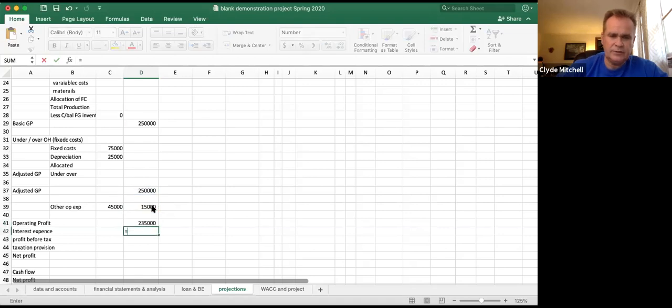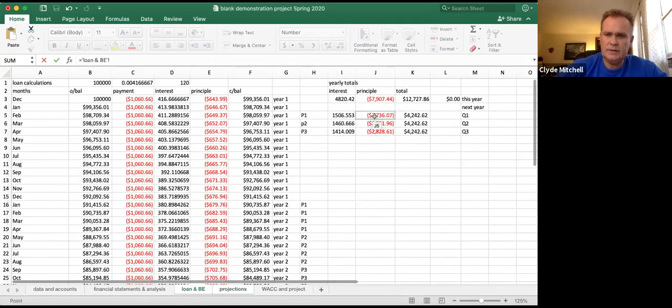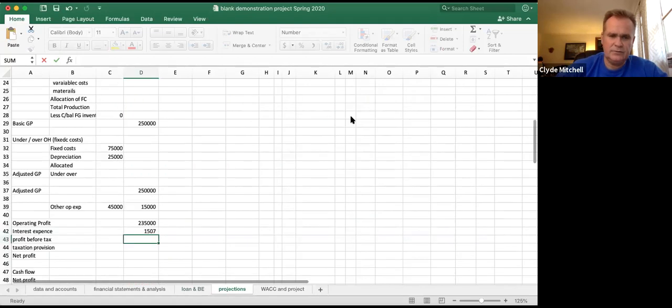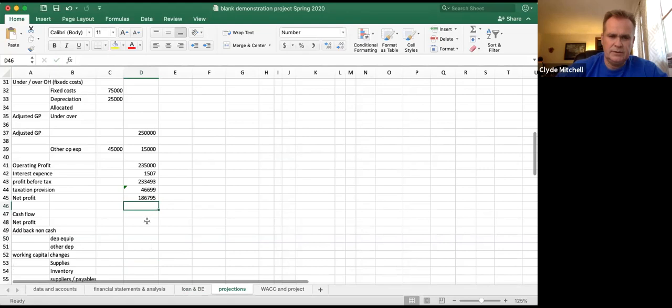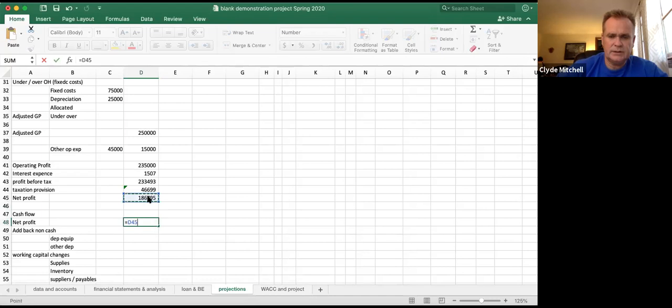I'm ready to bring in my interest expense. For the first period, I'm going to look at my loan table, and the interest expense is 1500. That gives me my profit before interest. I have to subtract my interest. And my tax is going to be just 20%. Okay, so for my profit after tax, I take my profit before tax and subtract the tax. We'll go 186,000. I'm going to bring that forward then for my cash flow section.